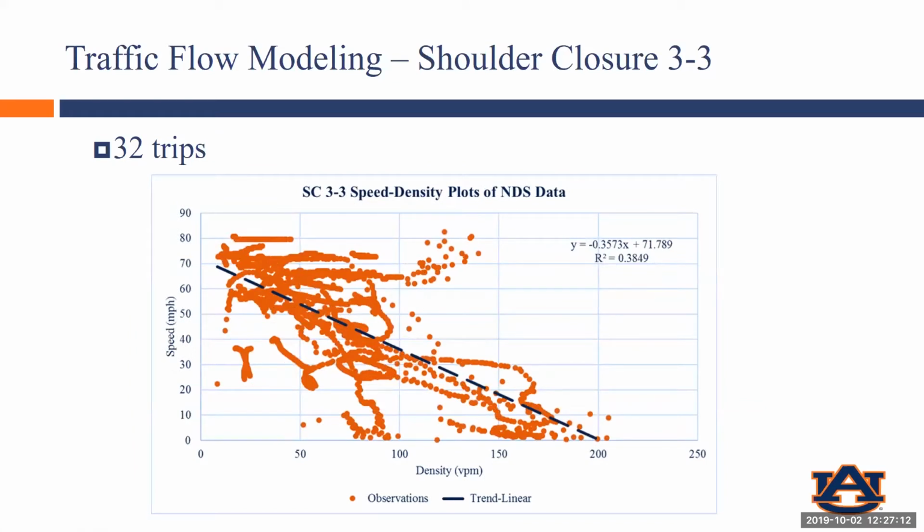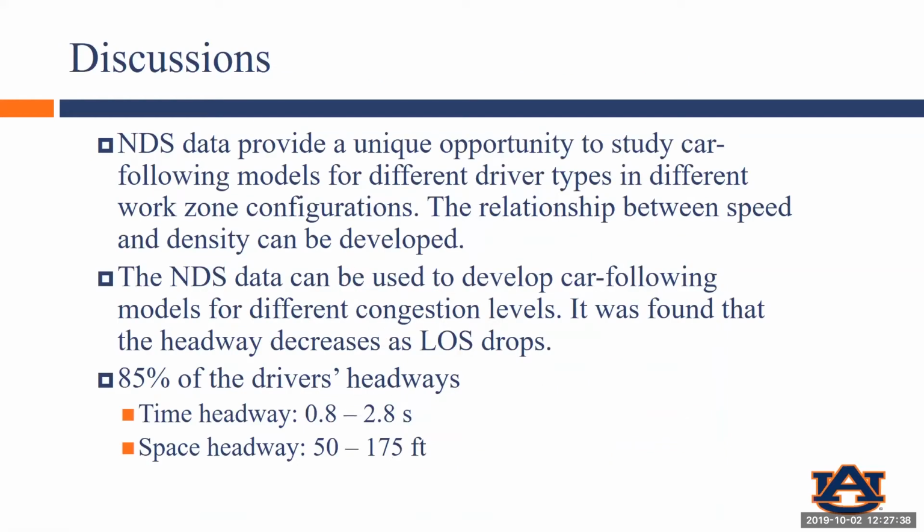And this one shows the 32 trips. If you see, as the number of trips increases, the R square goes down because they are at different locations. They have more of these points. I don't know, probably something happened outlying, and it makes the R square go a little bit below 0.4.